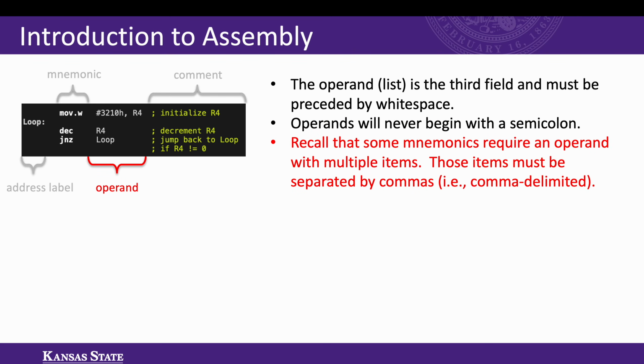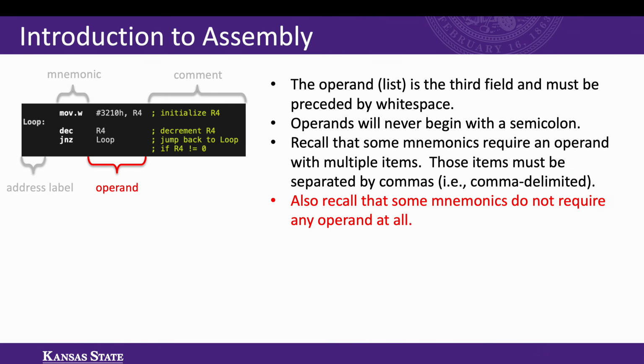And just to emphasize, the word operand means the mnemonic's entire list of additional information. So a mnemonic requiring an operand has exactly one operand, though there may be more than one item or piece of information contained in that operand. So in the example, MOV has one operand with two pieces of information, each piece separated with a comma. The DEC mnemonic also has one operand, but its operand has only one piece of information, and same with the JNZ mnemonic. And remember that some mnemonics don't require an operand at all.